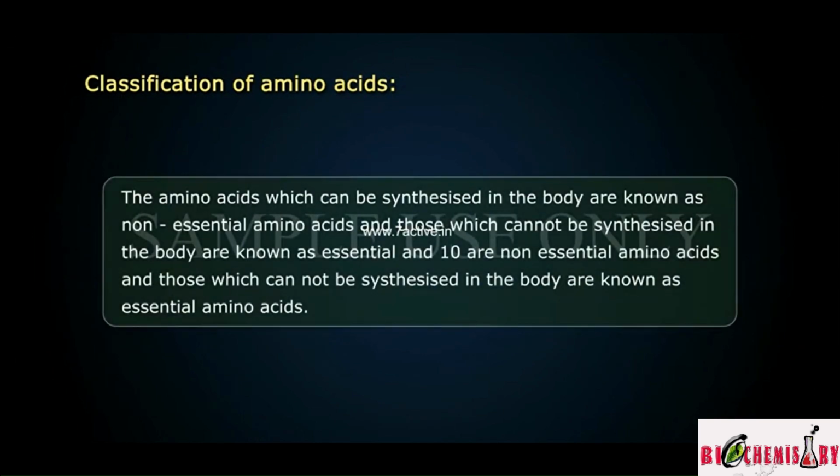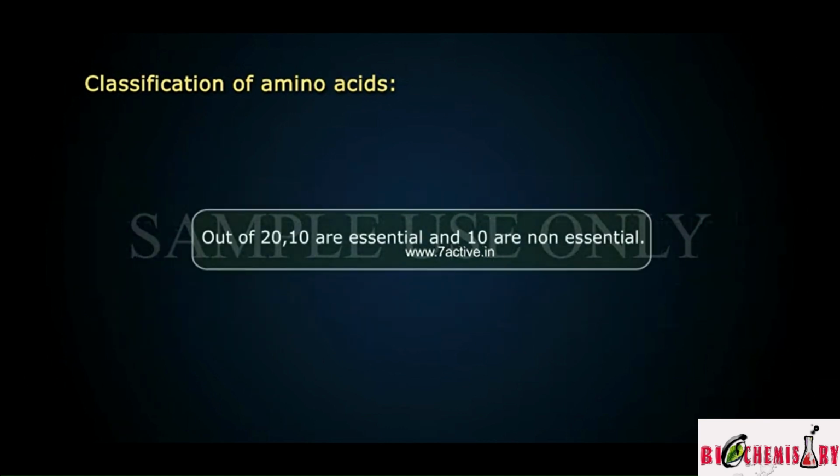The amino acids which can be synthesized in the body are known as non-essential amino acids, and those which cannot be synthesized in the body are known as essential amino acids. Out of 20, 10 are essential and 10 are non-essential.